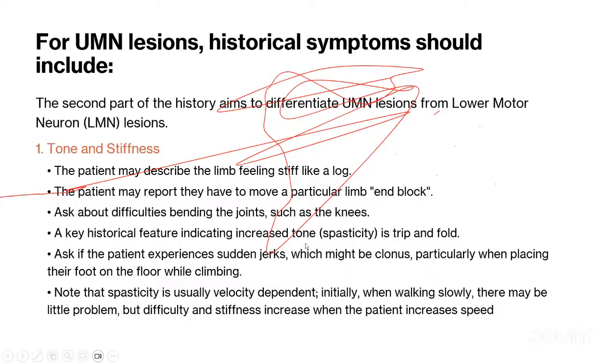The other feature in spasticity is that, because they may not be able to bend, they'll trip while walking, they'll trip and fall, and they may have falls. And if the patient experiences sudden jerks, we can ask them whether they have sudden jerky movements while walking or when they put more pressure. That can also help us, as it can be a clonus, particularly when placing the foot on the floor while climbing. And this is because spasticity is velocity dependent.